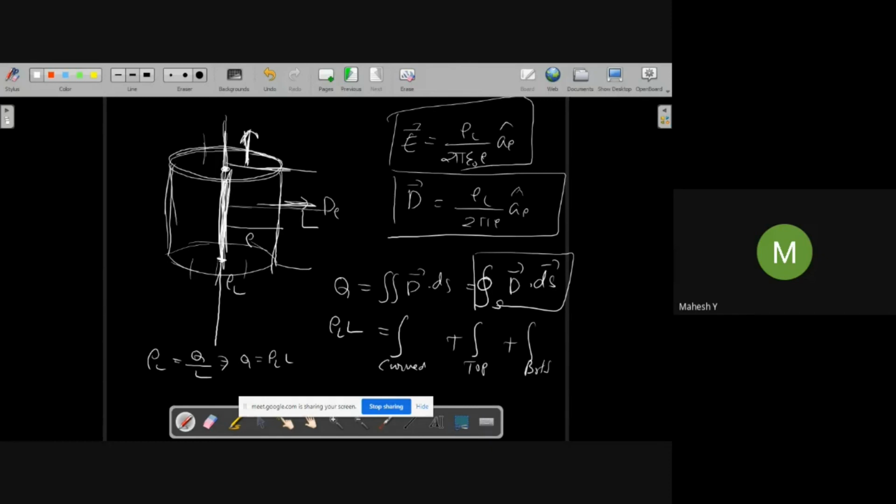That is what I have to integrate over the entire closed cylinder. So I have to integrate over the curved surface, over the bottom surface, and over the top surface. But we know that the charge is here in the line, right?